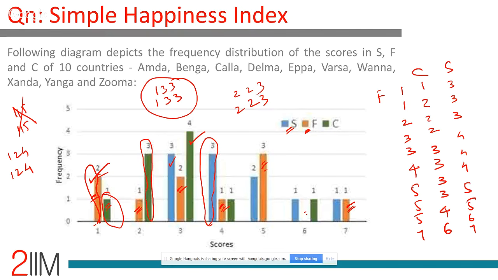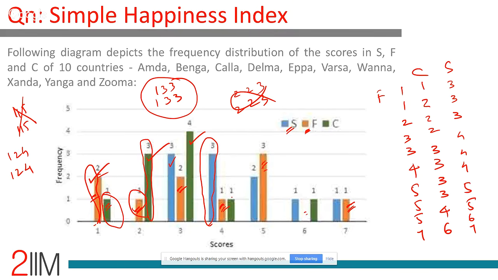So 223, 223 both could have got 2s in C, but they cannot have both got 2s in anything else. So this is also out. So AMDA and CALA, A and C, could have added up to 7 in only 2 ways, 124 and 133. Brilliant. So we've eliminated 2 possibilities.